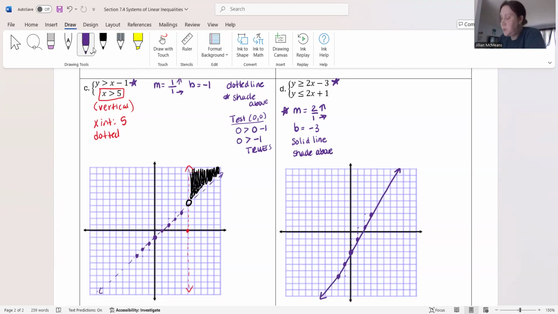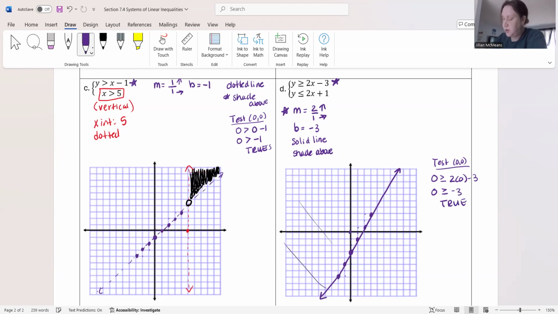And then we think we're going to shade above, but let's test a point just to be super duper certain. So as long as your line does not go through the origin, you can test the origin. Our line does not go through the origin. So anywhere you see an x or a y in that first inequality, replace it with a 0. So we have that y is greater than or equal to 2x minus 3. Well, 0 is greater than or equal to, 2 times 0 is 0, minus 3 is negative 3. So 0 is greater than or equal to negative 3. This is true. That means we want to shade the half plane that contains the origin.